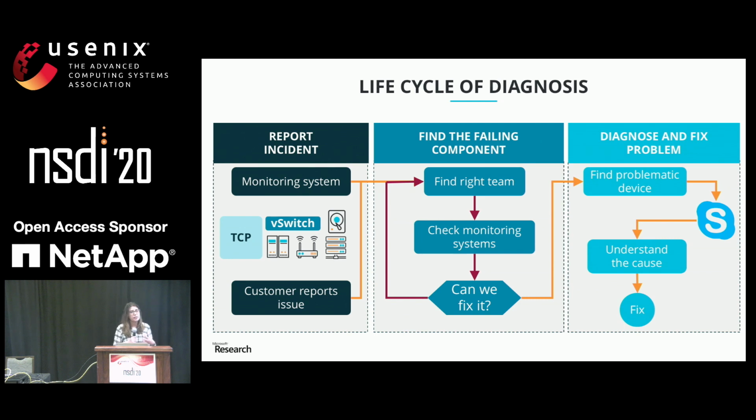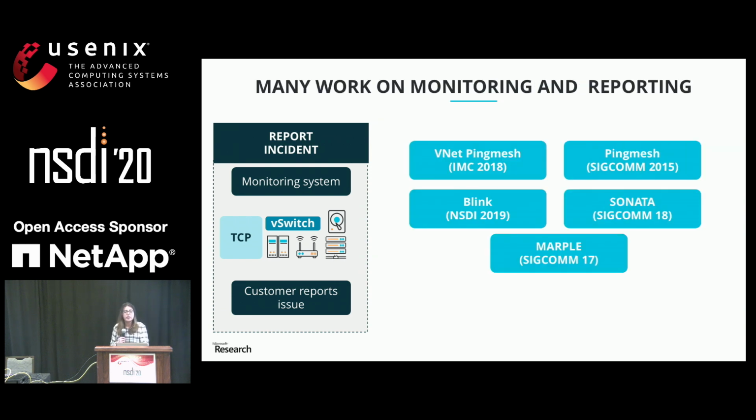And so the works that you see in networking diagnosis and monitoring have to do with these three basic areas of the diagnosis process. There are many works, for example, on monitoring and network reporting, and what they try to do is balance the load on the network infrastructure that they impose versus the visibility that they give us in terms of what is happening inside the network.